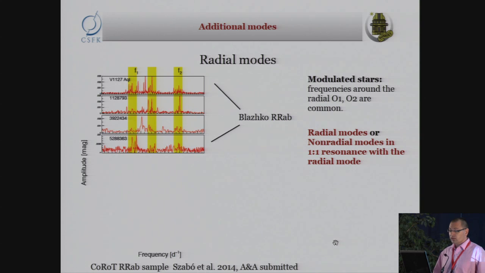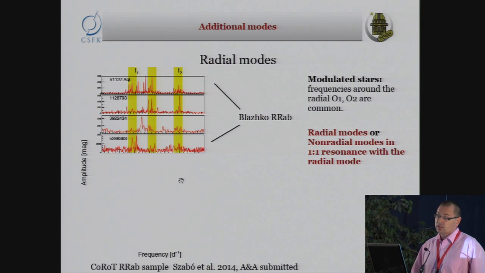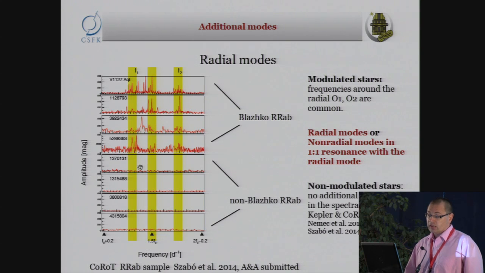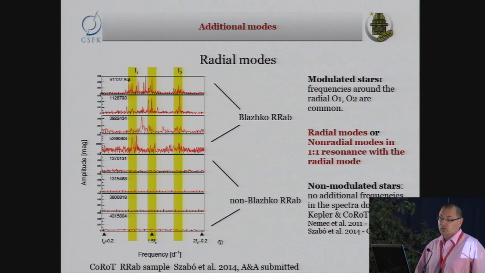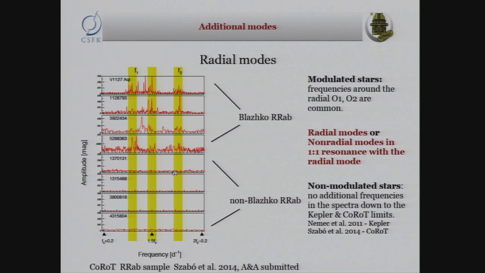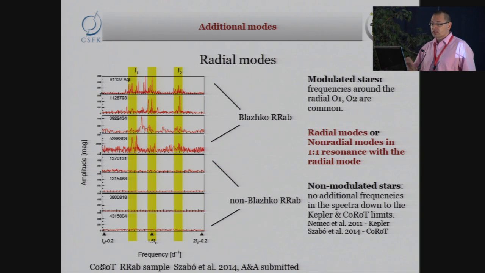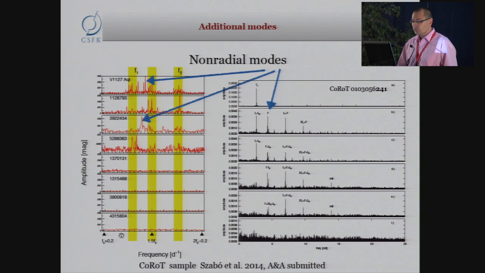And I switched to the CoRoT sample, and we see the same pattern here. These are the 4 stars showing the period doubling. And what is really exciting and striking is that if I add the non-Blazhko stars, the frequency spectrum of those is completely different. They have no additional modes, no additional frequencies or modes right here. These are normal constant amplitude non-modulated RRAB stars. So there's a huge difference between modulated stars and non-modulated stars.